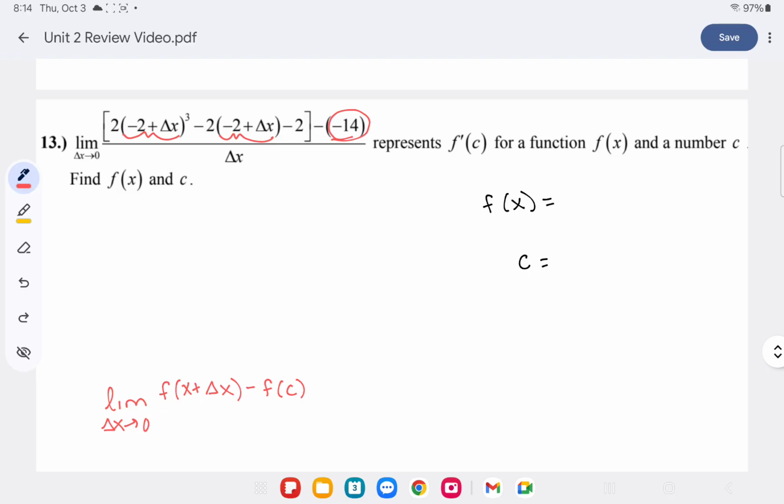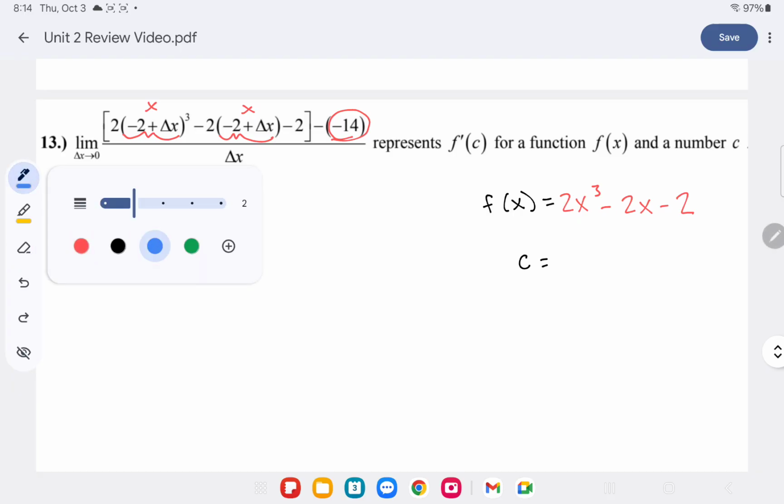So what our function would say, if this is my x value each time, my function would be 2x cubed minus 2x minus 2. 2x cubed minus 2x minus 2. And what we're plugging in, our C value then, is that negative 2. That's where that negative 2 is coming from.